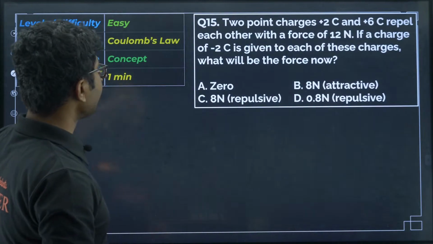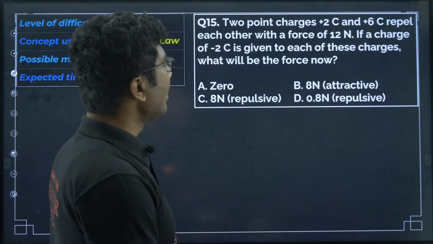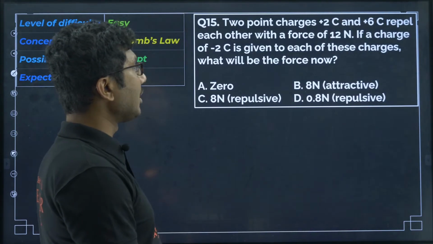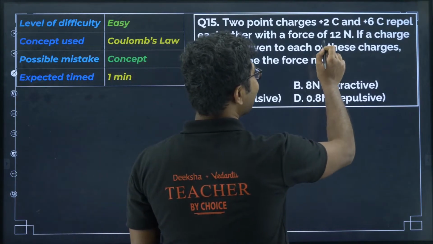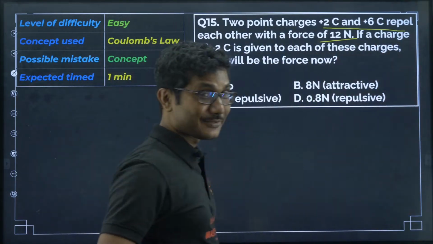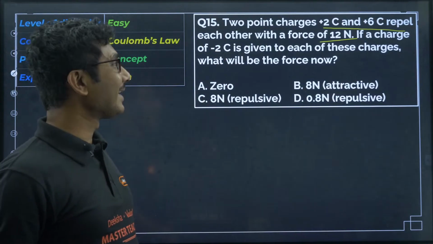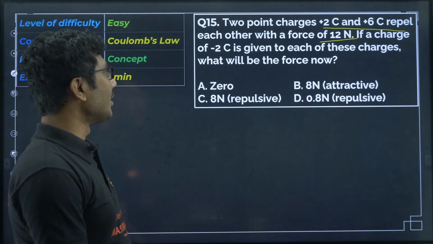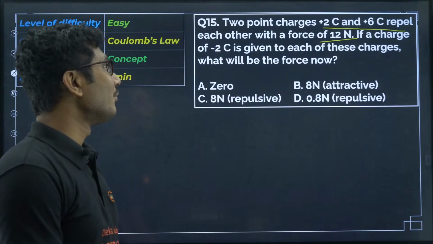Now, next question. Two point charges, plus 2 coulomb and plus 6 coulomb, repel each other with a force of 12 Newton. This is the question from the previous one where we have solved it, so they have already given you the initial part. If a charge of minus 2 coulomb is given to each of these charges, what will be the force now?